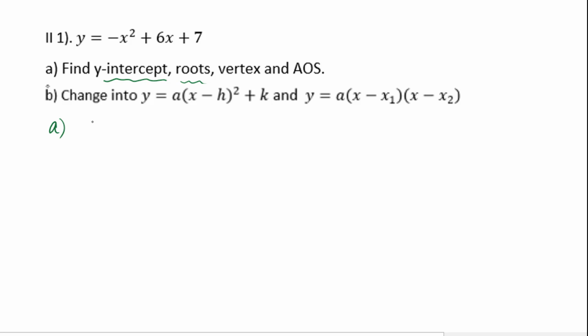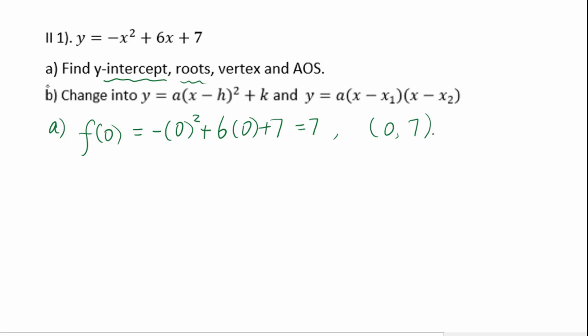For the y-intercept, that is f of 0. So we plug 0 into the function. You have negative 0 squared plus 6 times 0 plus 7 equals 7. So for the y-intercept, it will be (0, 7).